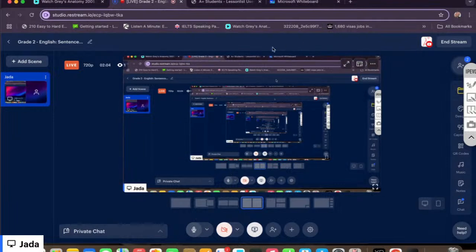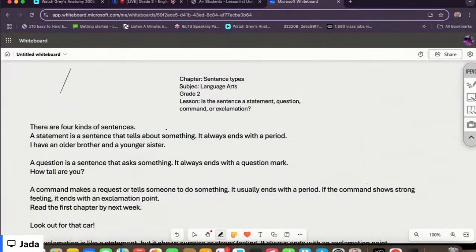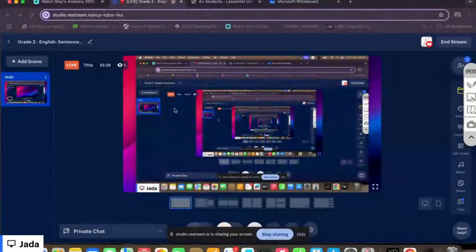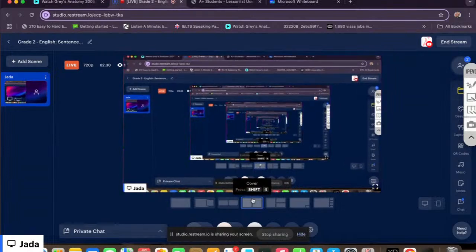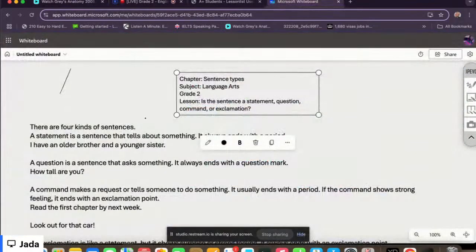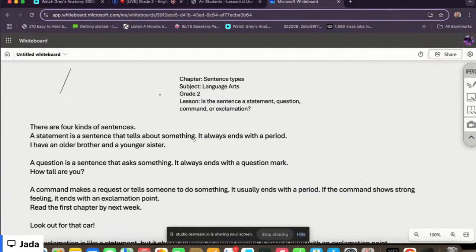Today we will be having sentence types from grade 2. Our subject is language arts. Our lesson will be: is the sentence a statement, question, command, or exclamation?